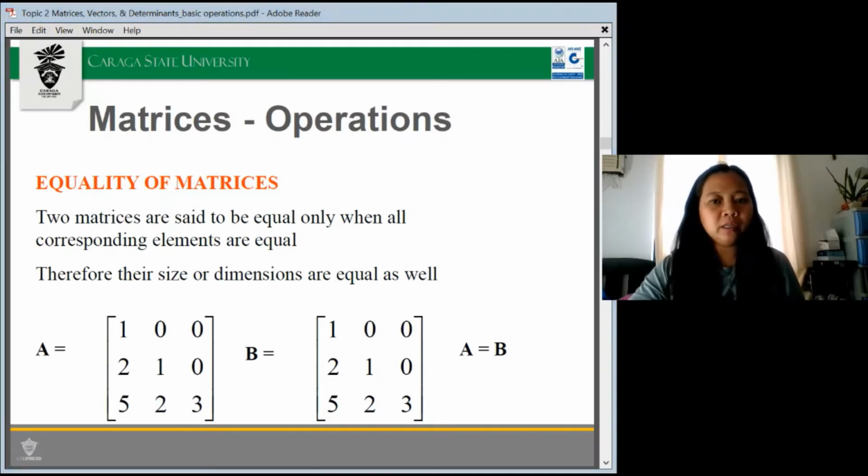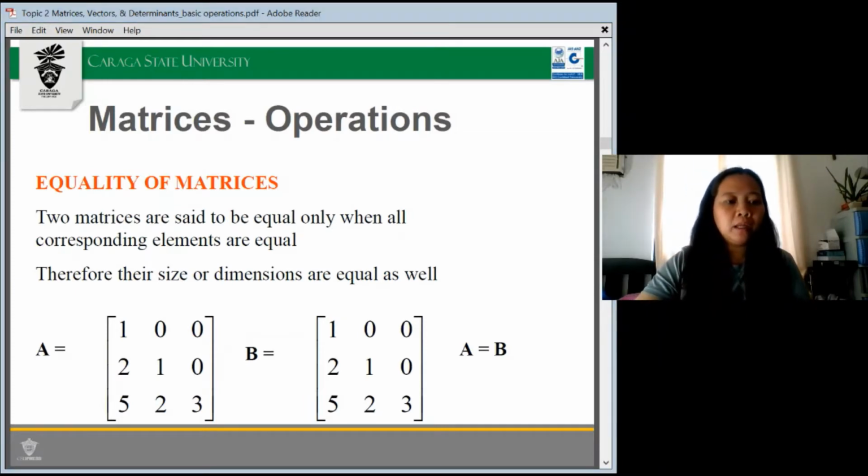To start, let's first define equality of matrices. Two matrices are said to be equal only when all corresponding elements are equal. So, two matrices are equal if the corresponding elements of the two matrices are equal. Therefore, the size and the dimensions of the two matrices should also be equal.